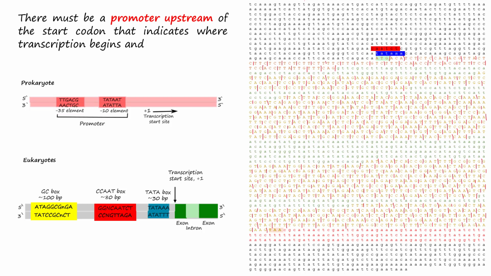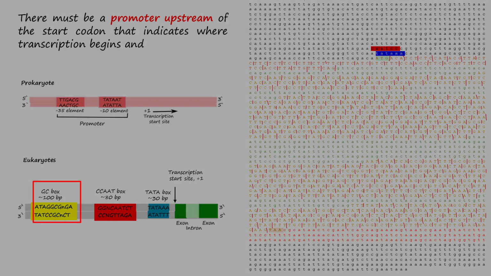TTGACA. In eukaryotes, there are many different promoter elements, such as the TATA box, for example, TATAAA, about 25 bases upstream of the +1 start site, the CCAAT box, for example, GGCCAATCT, about 80 base pairs upstream from the start site, and the GC box, for example, CCGCCCC, about 100 bases upstream of the start site.